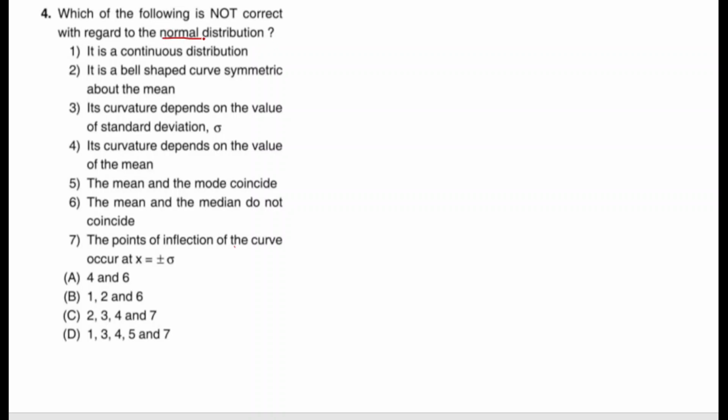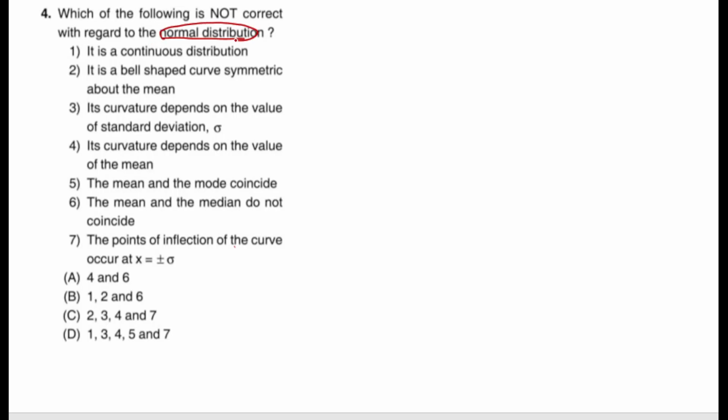Now the options they have given: it is a continuous distribution; it is a bell-shaped curve symmetric about the mean; its curvature depends on the value of standard deviation sigma; its curvature depends on the value of the mean; the mean and the mode coincide; the mean and the median do not coincide; the points of inflection of the curve occur at x equal to plus or minus sigma.